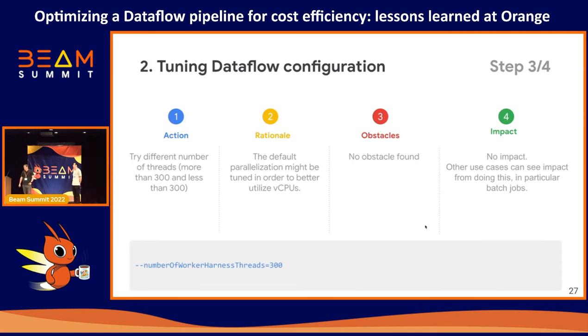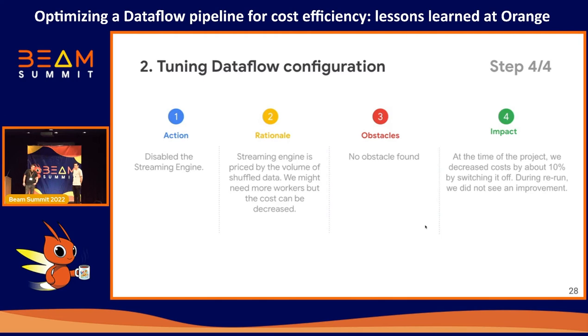But we did not observe any significant impact. Thus, we will continue using the default number of threads. But that doesn't mean it's useless to play with these parameters, as maybe it can have some effect on other pipelines. And I think here, especially about batch jobs, as maybe the default value of one is a little bit low.